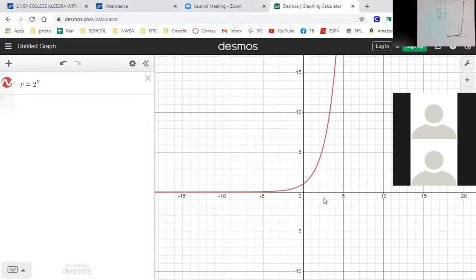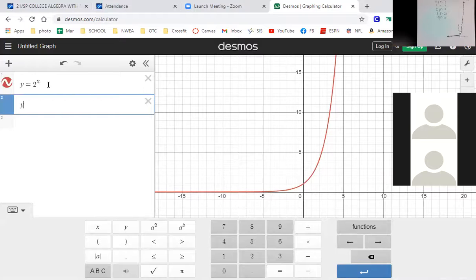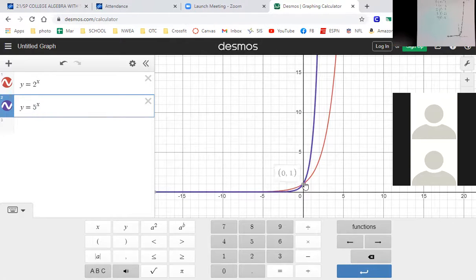And regardless of the base, that curve is going to hold pretty true. So if I get another one in here, if I did y equals 3 to the x, you can see it gets vertically a little bit faster. If we change that to y equals, say, 5 to the x, it gets vertically a little bit faster. You can see the curve kind of holds true. So whenever you graph an exponential function, it's always going to have this same curve. Now, there are different things you can do to this function to shift it one way or the other.